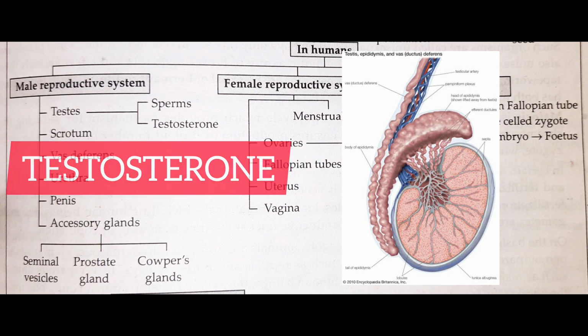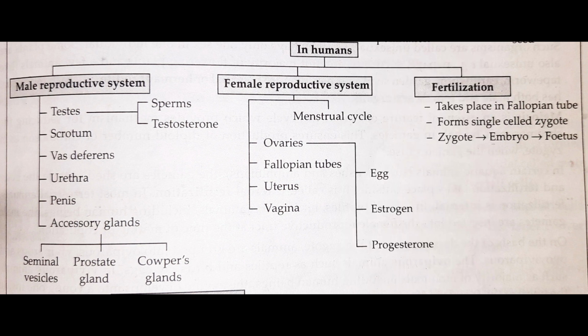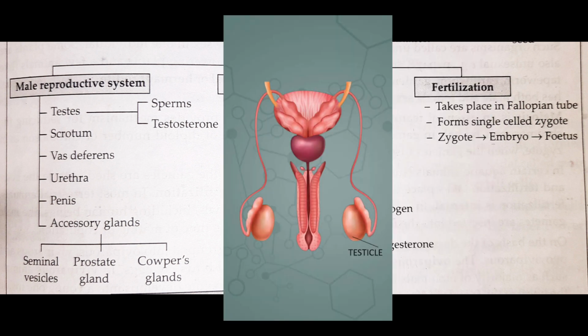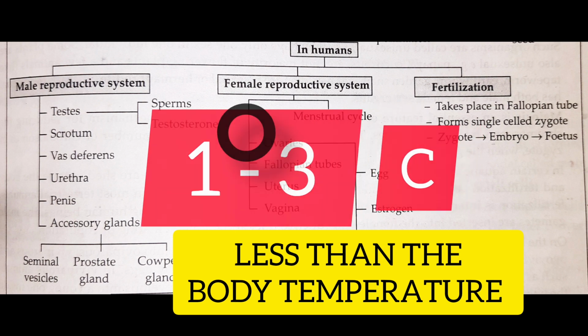The testes of man produce sperms from puberty onwards throughout his life. Scrotum. It is a pouch of skin which is divided internally into right and left scrotal sacs by a muscular partition. The two testes lie in the respective scrotal sacs. The scrotum acts as a thermoregulator and provides an optimal temperature for the formation of sperms. The sperms develop at a temperature 1 to 3 degrees Celsius lower than the normal body temperature.